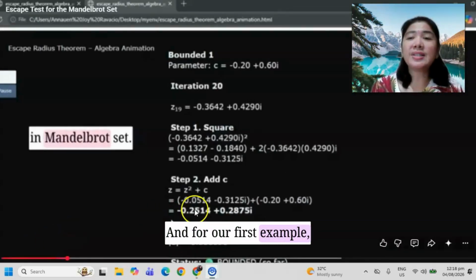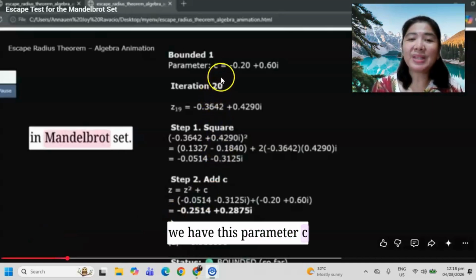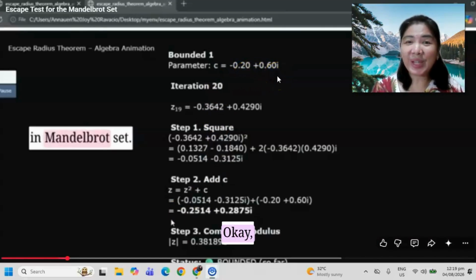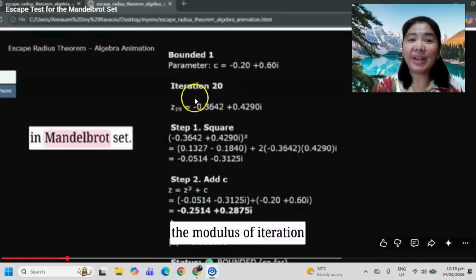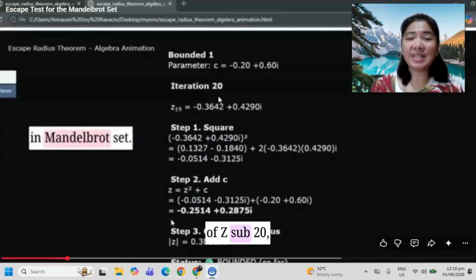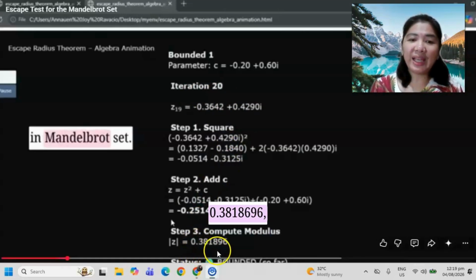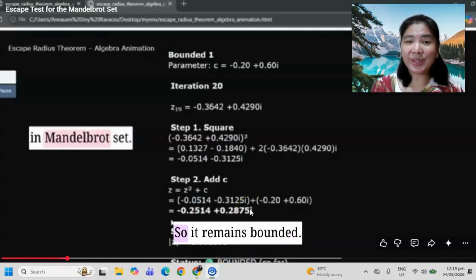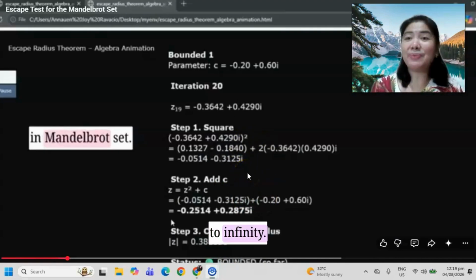Again, for our first example, we have this parameter: c is equal to negative 0.20, plus 0.60i. Computing for the modulus of iteration 20, or the modulus of z sub 20, we have 0.38189696, which is less than 2, so it remains bounded. And this never diverges to infinity.